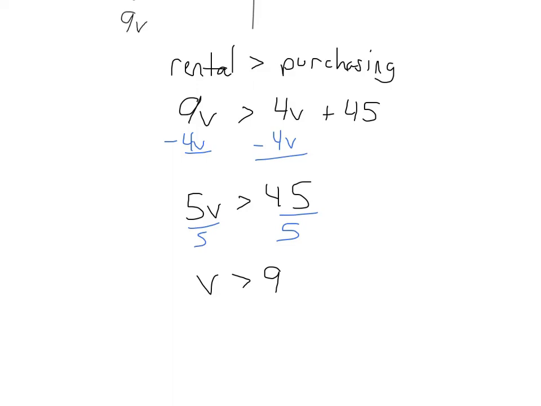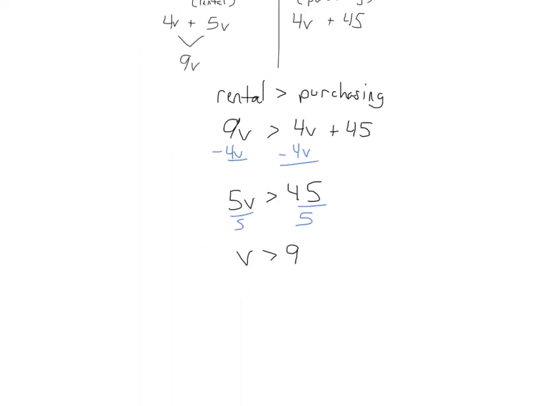Okay, so what does that mean? V is greater than 9. Well, it means that if you buy the skates, the cost will be less than renting after more than 9 visits.